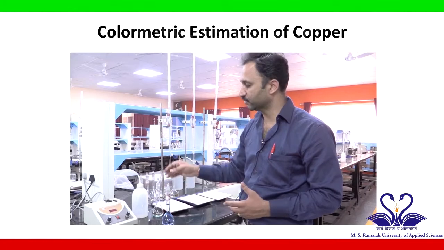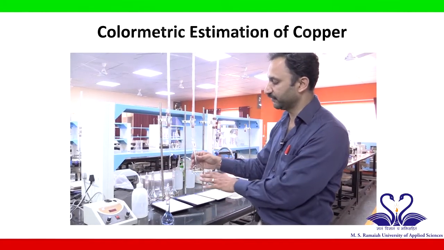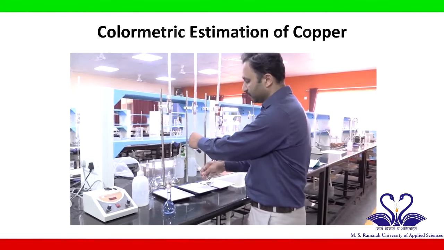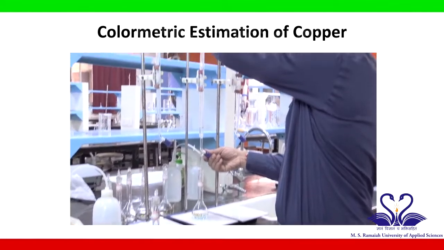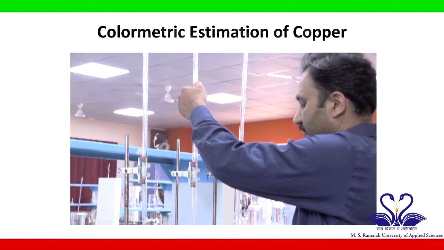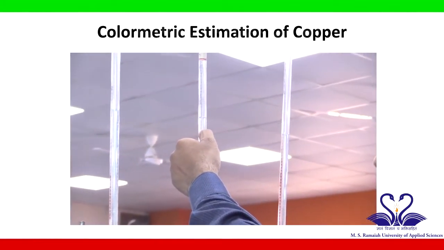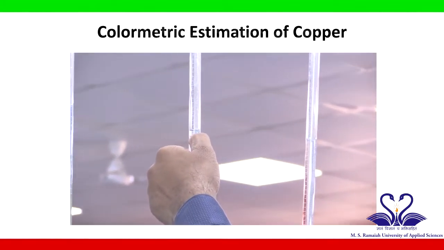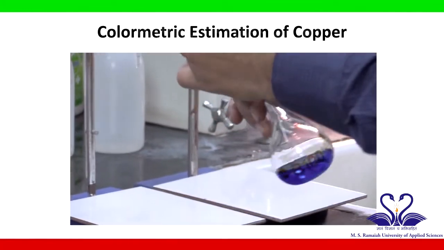So, to the next flask, to all the flasks you have to add 5 ml of ammonia. So, I am just showing you once again the second flask, the 10 ml. So, to this also you have to add 5 ml of ammonia. So, it is 5. So, drop it to 10 now. So, we will be adding 5 ml of ammonia. So, I added 5 ml of ammonia.